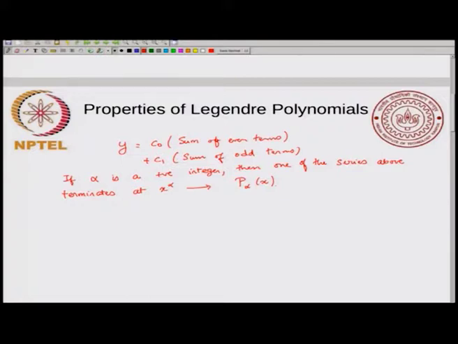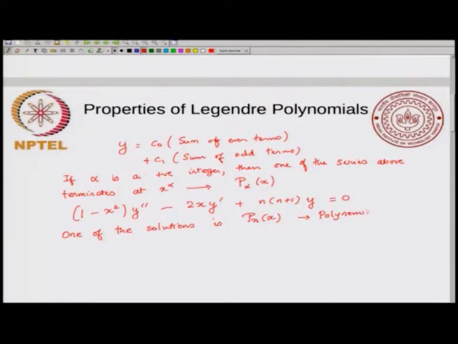In other words, if you had a differential equation (1 minus x squared) y double prime minus 2x y prime plus n(n plus 1) y equal to 0, then one of the solutions is P n of x. This is a polynomial of degree n. If n is even, there will be only terms of even powers of x. If n is odd, there will be only terms of odd powers of x. Now we can ask what these polynomials are.